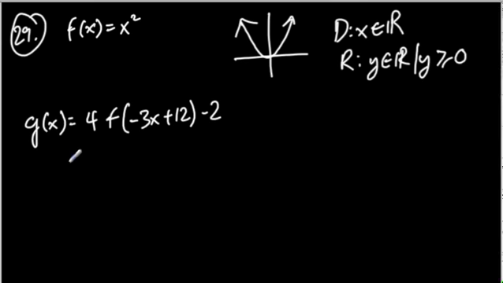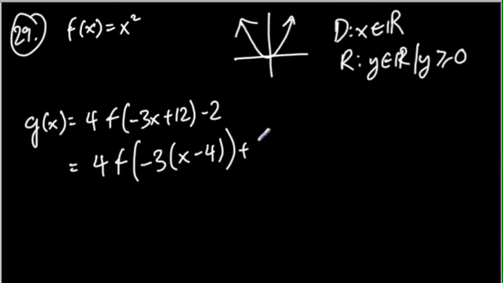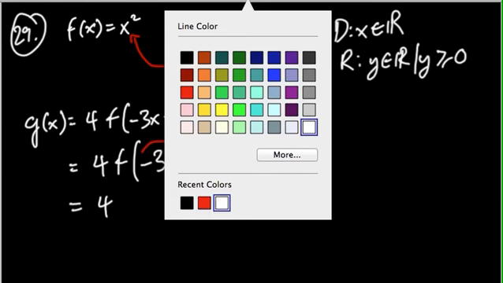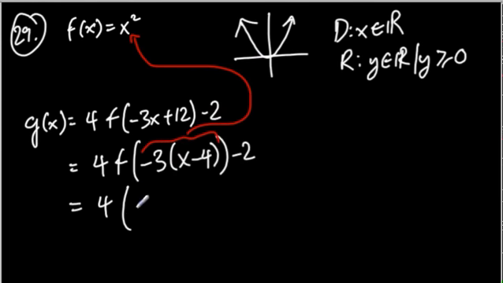We can factor the argument, so it's 4f of, you take out the negative 3, always take out the coefficient in front of the x. So it's x minus 4. Oops, not plus 2. Oh, sorry. So it's x minus 4, minus 2. And it's 4. Remember, what we're doing is taking this argument and plugging it right there into that x. So this will simply be 4 times (negative 3 times (x minus 4)) squared minus 2.